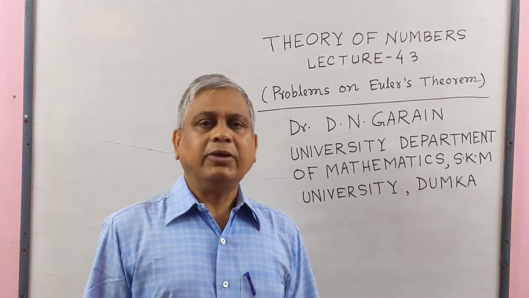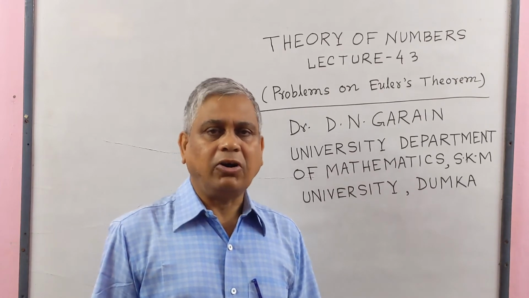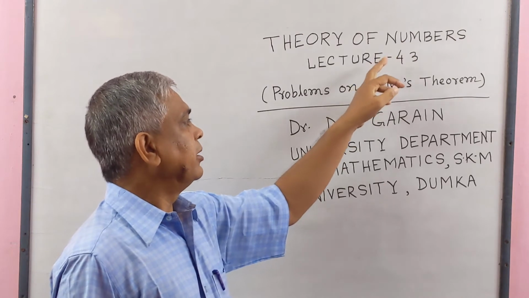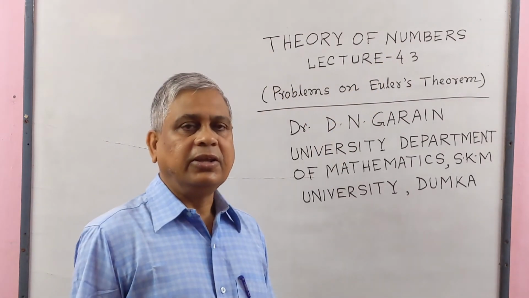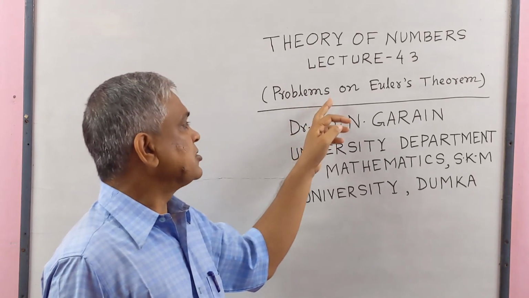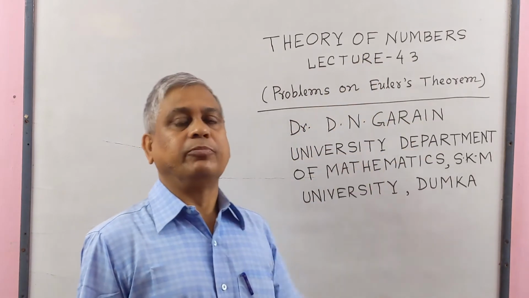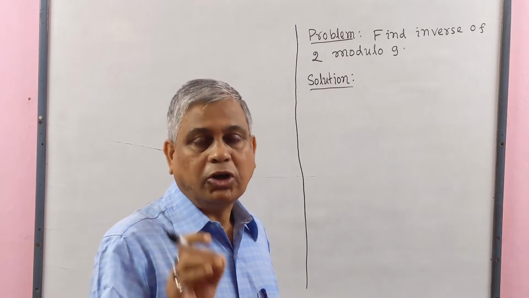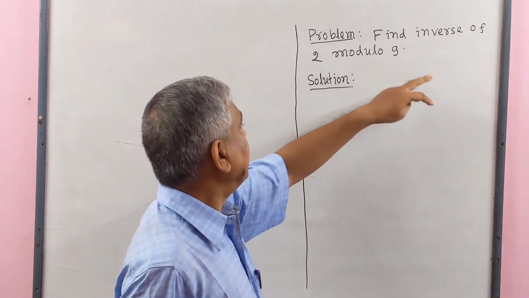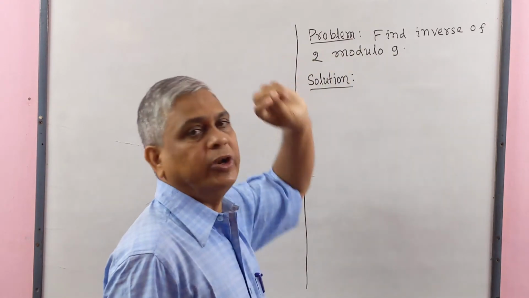Today, I will deliver lecture on Theory of Numbers, lecture number 43, in which I will solve some problems on Euler's theorem. Now, we solve a problem. Problem is find inverse of 2 modulo 9.